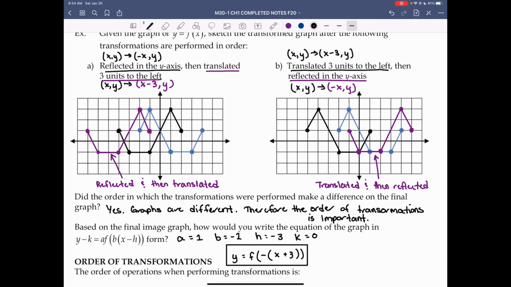As the video continues, on this page you will see that it does still say h instead of 3, but just know that it should say 3, not h.